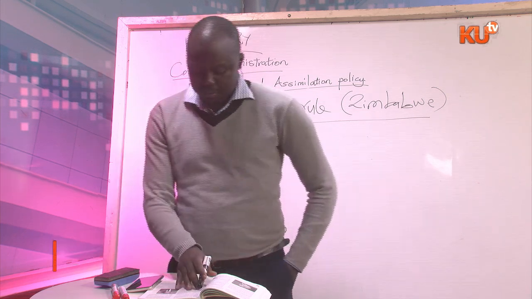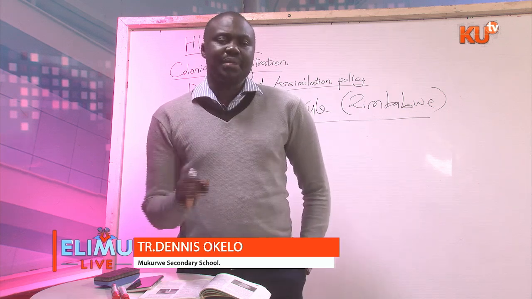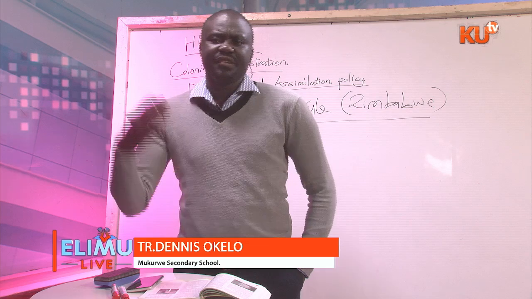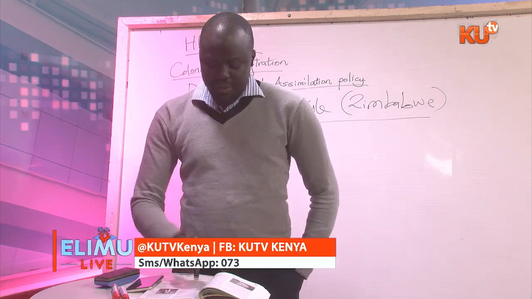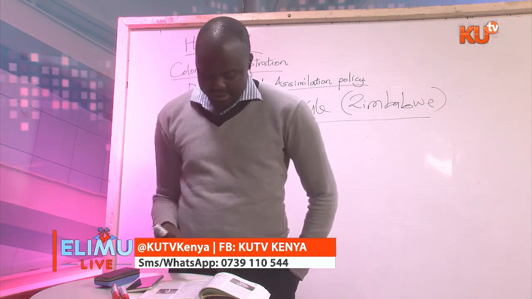Now, the work of this European Native Commissioner was to collect taxes and recruit labor. Collect taxes from whom? Collect taxes from the Africans through a hut tax, and collect taxes from the settlers. Then again, they were also to control the labor production for the white settlers.